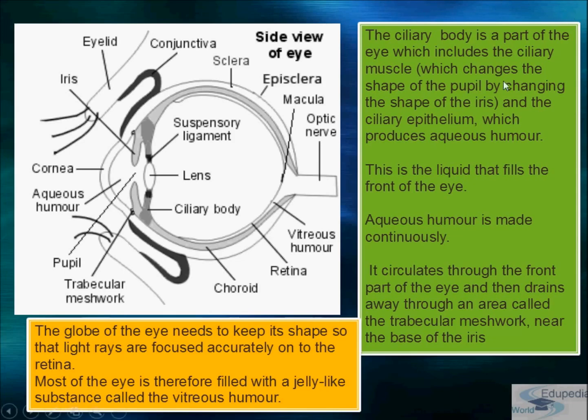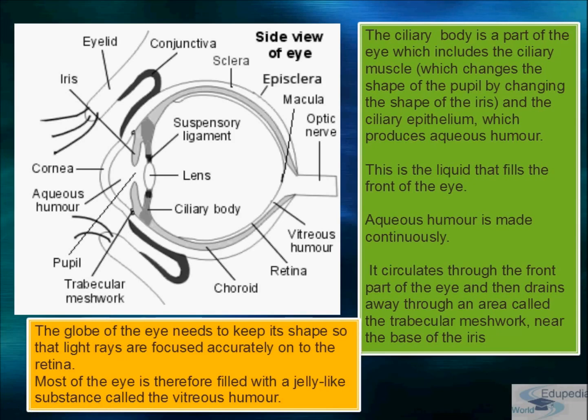Okay, and please note that aqueous humor is made continuously. It circulates through the front part of the eye and it drains away through an area called the trabecular meshwork. This is your trabecular meshwork. Because it is made continuously, it has to be drained away also from the trabecular meshwork, which is near the base of the iris. See, this is your iris and it is present near the base. So aqueous humor drains from the trabecular meshwork.